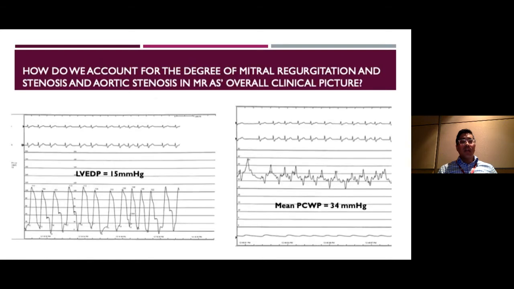When we compared the left ventricular end diastolic pressure and the pulmonary capillary wedge pressure on the right heart cath, we found a discrepancy. Note that the patient is in atrial fibrillation, and note that there's a large V wave on the wedge tracing suggesting severe mitral regurgitation.